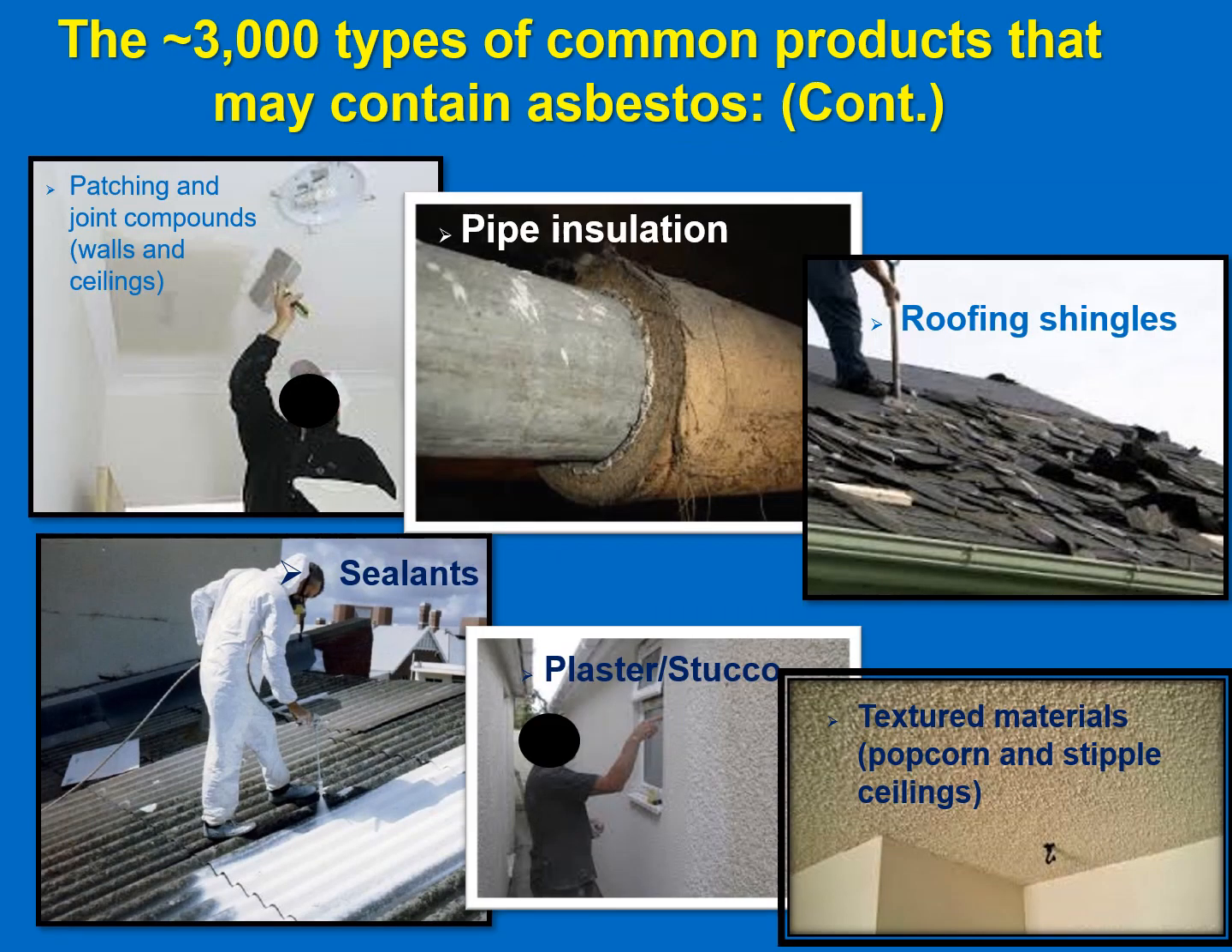Also, you may have joint compounds that may be smeared on walls as well as ceilings, various pipe insulation, roofing shingles, sealants, as well as plaster and stucco. Popcorn or textured ceilings may also be found in various buildings and homes.